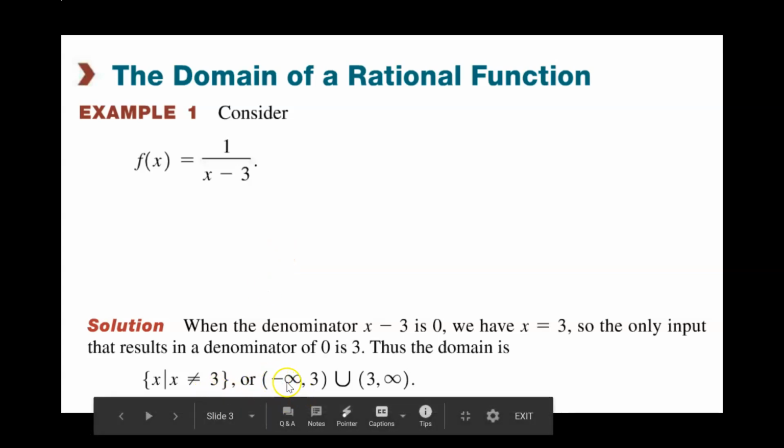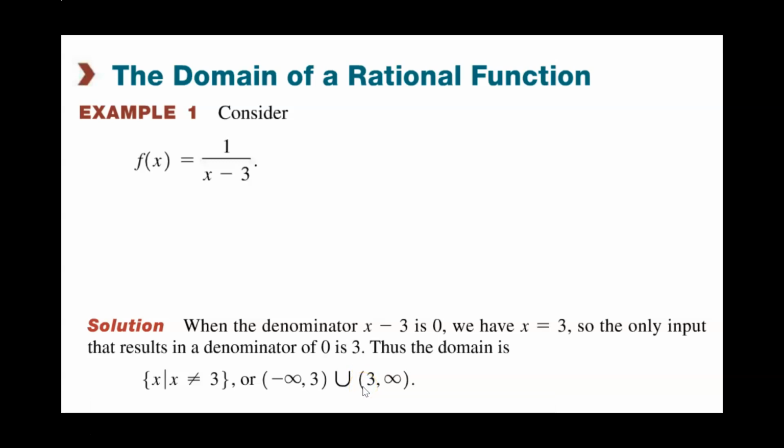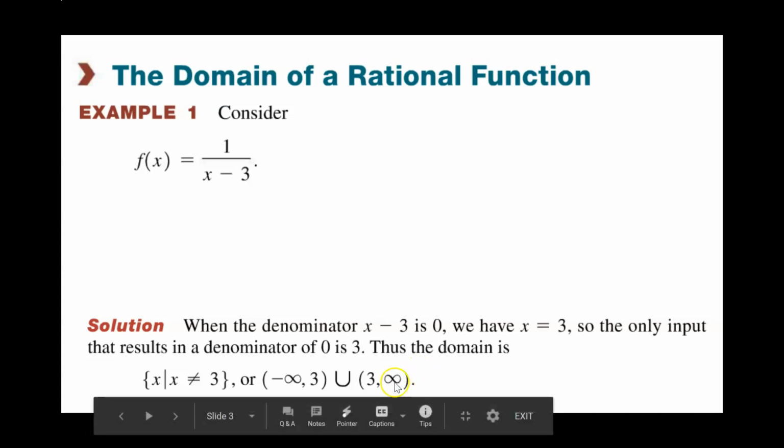From negative infinity to 3, so all the numbers between negative infinity and 3, union 3 to positive infinity. Notice here I put these in parentheses. Parentheses mean we do not include 3. We go up to 3. You use any number up to 3, but do not use 3. Same thing with infinities. Because infinity is not a definite number, we can't include it.